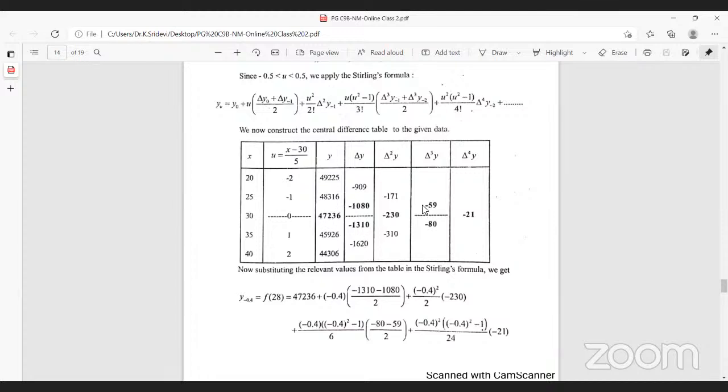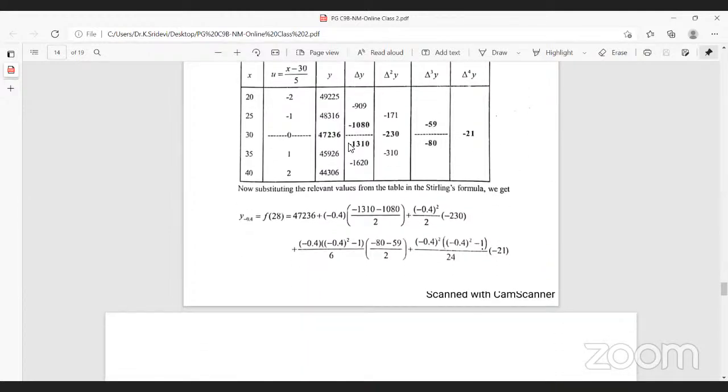So these all values are involved in Stirling's formula. This is the first value, Y naught is this one. This is the average of both values. This value is this one. So the average of these two values is this one. And this is the next value, delta power 4 y minus 2 is there. Now, you can compare the original table and this table. You can get the suitable values.